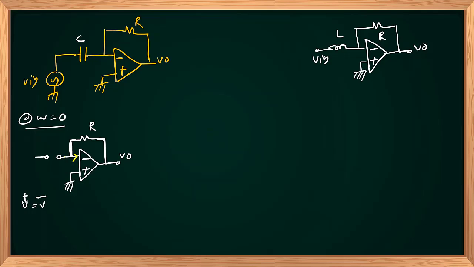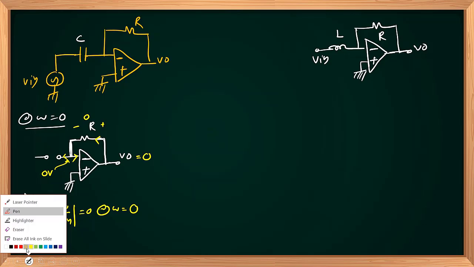There is no current to the open. Hence, no current flows through R. There is no drop across R. V plus equal to V minus, so this potential is at 0 volts. Hence, V out is also equal to 0 volt. So, the magnitude of V out upon V in is equal to 0 at omega equal to 0.